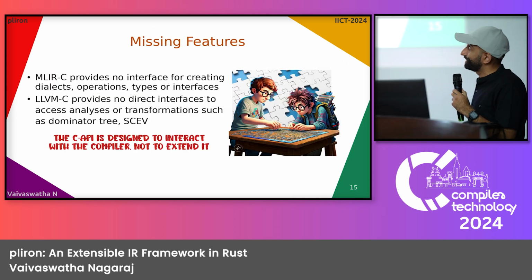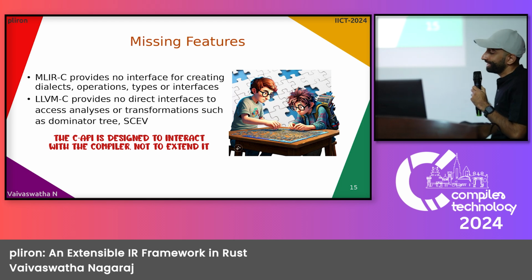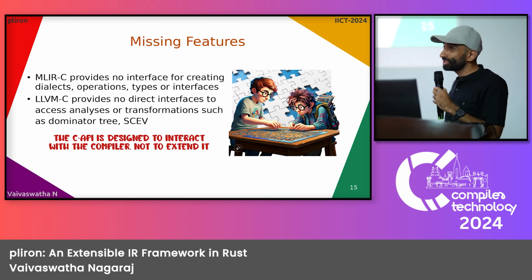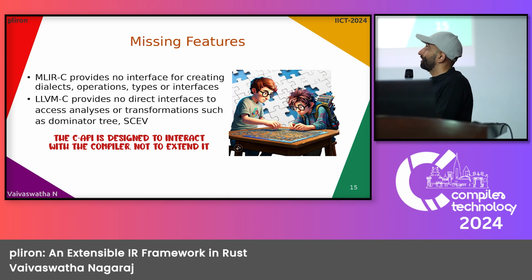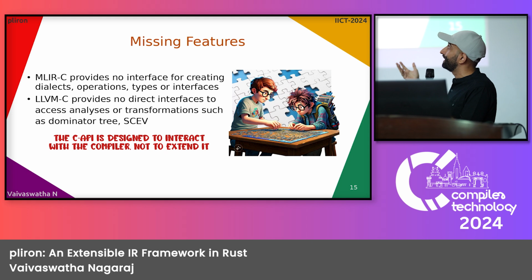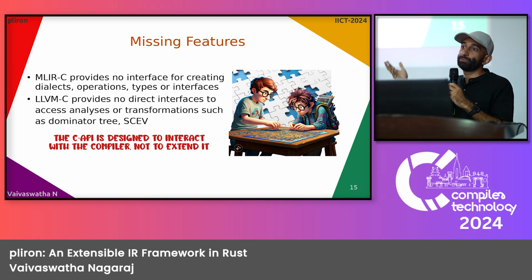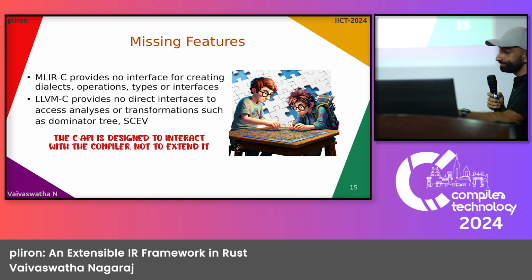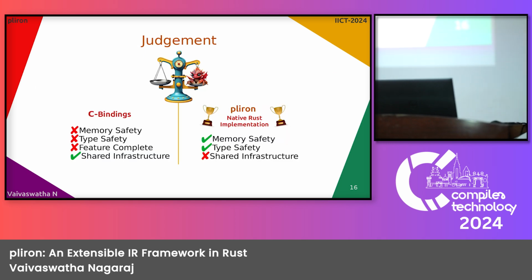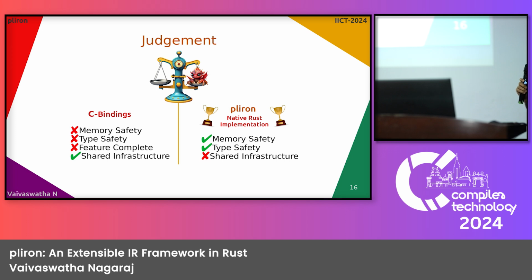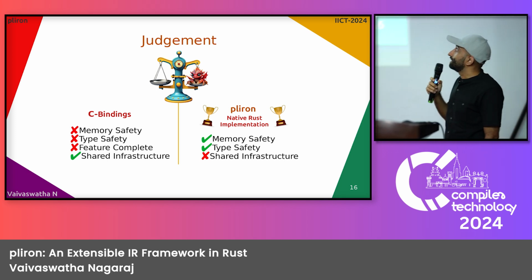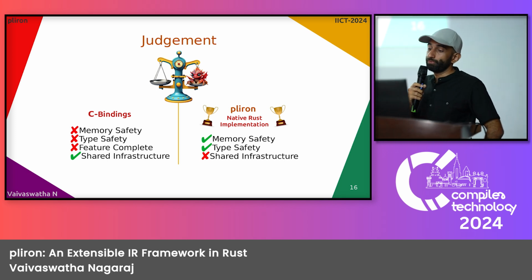And the last problem is that the C interface is really designed to use the compiler, not hack into it or extend it or modify it or any of that, because a lot of features that are there in the compiler are not exposed in the C interface. So at least for me, after a little bit of digging in, it was quite evident that Rust, being a good systems programming language, needs an extensible compiler infrastructure.